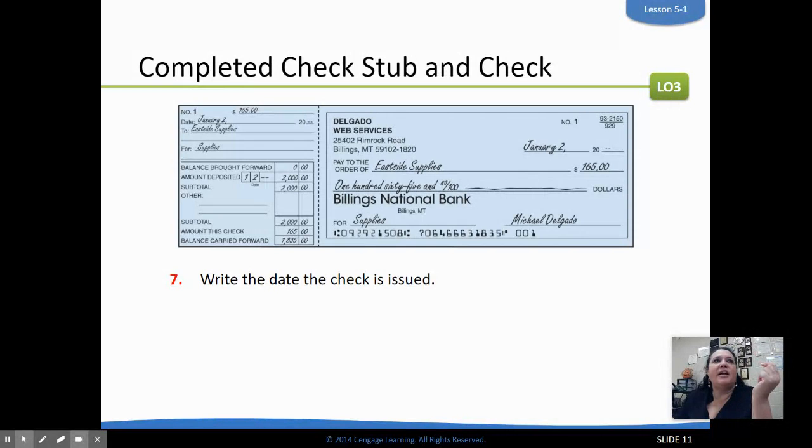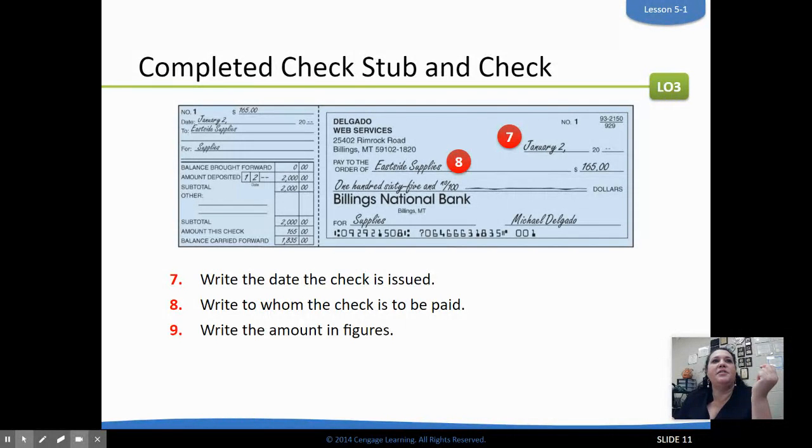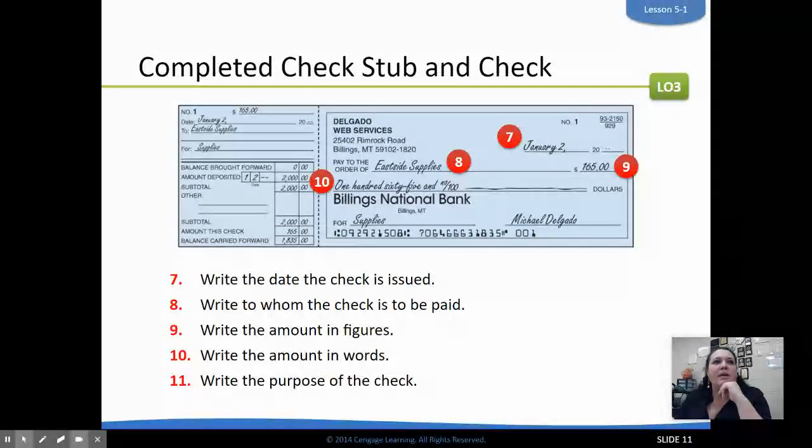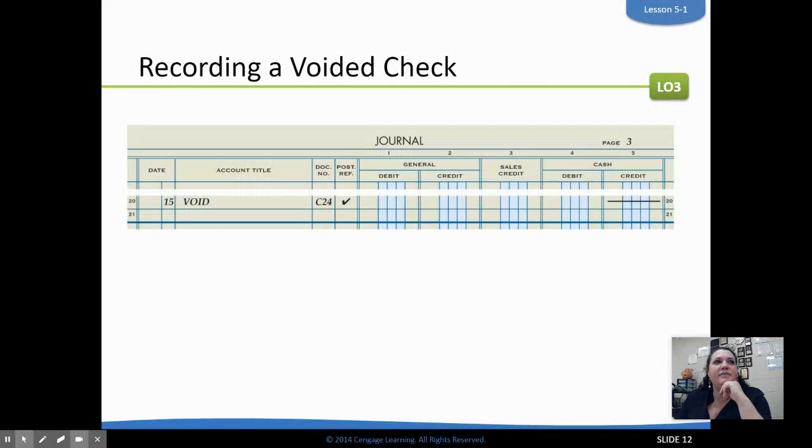Now we're writing the check. We're writing the date the check is issued, write who the check is paid to, write the amount in figures, write the amount in words. Notice it's 165 and no 100s. The no 100s means there's no cents. If it's 35 cents, it'll be 35 over 100 because there's 100 cents in a dollar, right? Then you have to draw the line all the way over to where it says dollars so nobody can fill that in. Write the purpose of the check, and then you would sign the check.